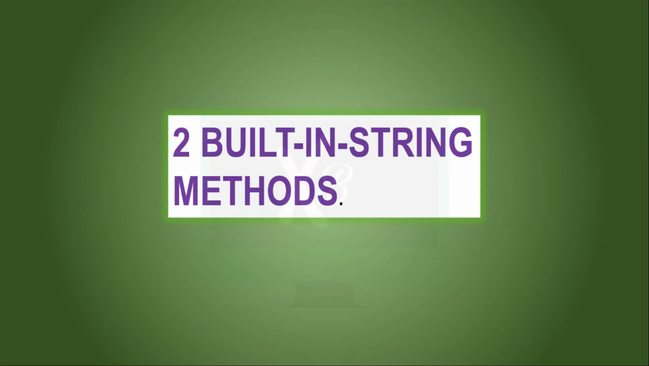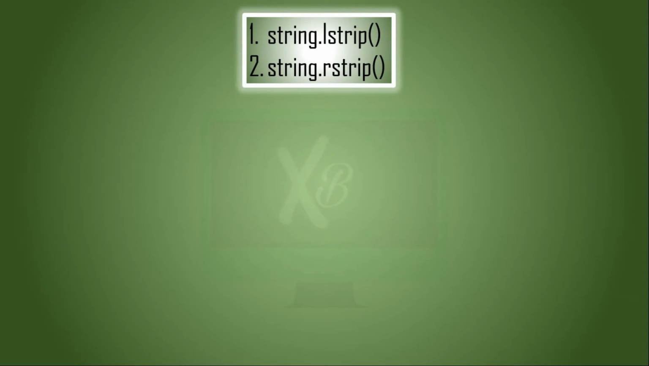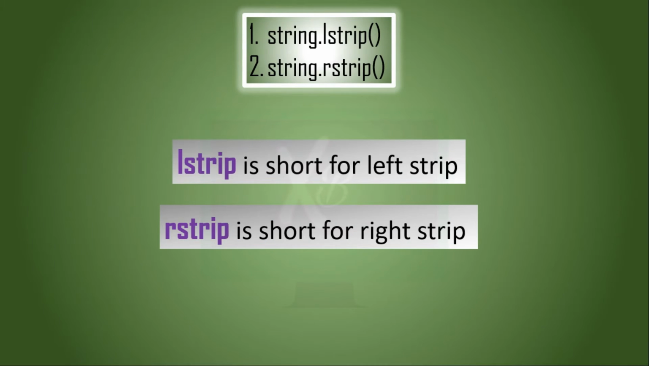So today we'll be learning about the two leftover built-in string methods, that is, lstrip and rstrip. First of all, I have here string.lstrip and second string.rstrip. Now lstrip is short for left strip while rstrip is short for right strip.